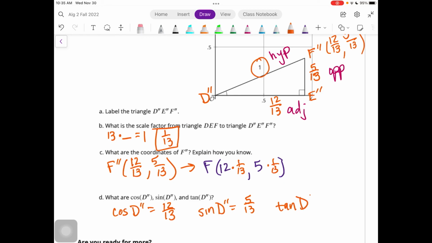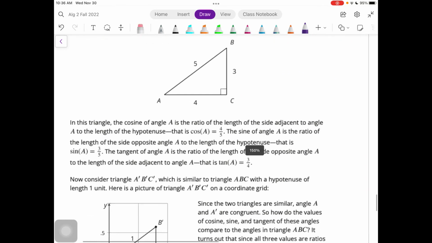And then tangent of D double prime is the opposite, which is 5/13, over the adjacent, which is 12/13. And you can simplify that by making it 5/12, because they both have that 13 as a denominator. So when you divide 5/13 by 12/13, that's the same thing as 5/13 times the reciprocal, so 13 over 12. And then you can see your 13s cancel, and you're left with 5/12. And so that's how you can find the tangent, so that you don't have fractions within fractions. And then you have your summary if you want to take a look at that.